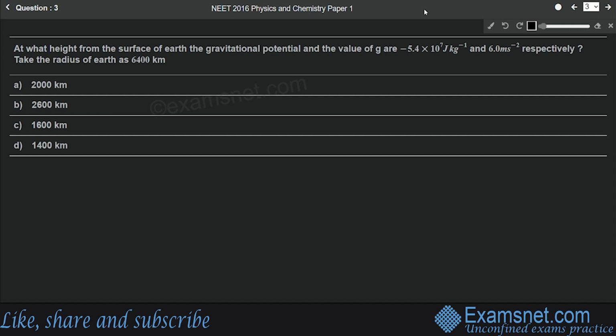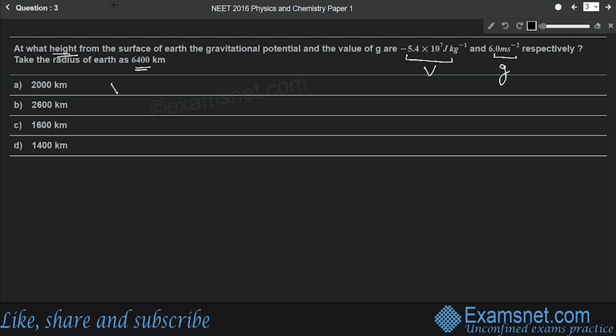Question number 3 is from the chapter Gravitation, and the question is, at what height from the surface of the earth the gravitational potential and the value of g are minus 5.4 into 10 to the power 7 joule per kg and 6 meter per second square respectively. Take the radius of the earth as 6400 kilometer. Okay. So the value of gravitational potential, that is capital V, is given as minus 5.4 into 10 to the power 7 joule per kg, and the value of acceleration due to gravity is given as 6 meter per second square. Radius is also mentioned as 6400 kilometer.